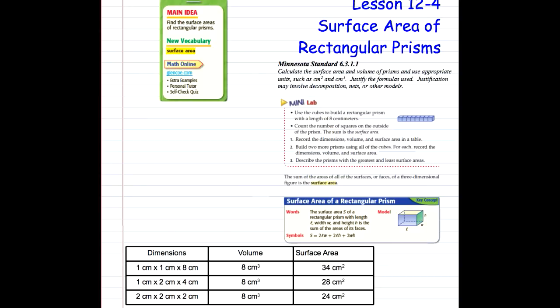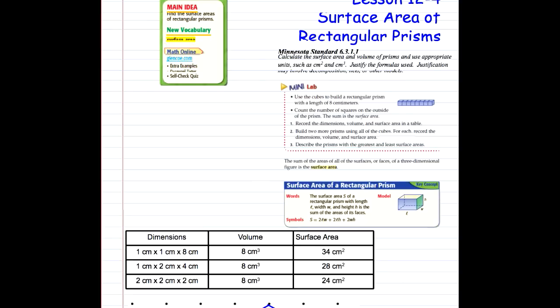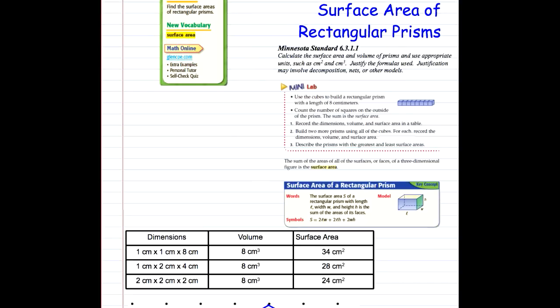Record the dimensions, volume, and surface area in a table. Well, in this case, if I have dimensions of 1 by 1 by 8, my volume would be 8 cubic centimeters, and my surface area again would be 34 square centimeters. Build 2 more prisms using all the cubes.